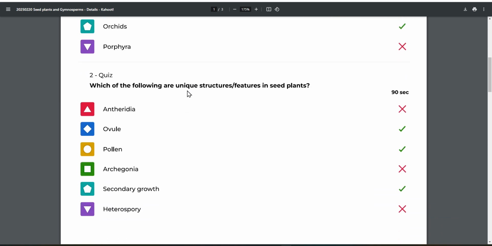Which of the following are unique structural features in seed plants? Antheridia, that is not unique to seed plants. That is a structure possessed by a lot of different plants, even mosses have them. Ovules, pollen, and secondary growth. These are the features found only in seed plants.